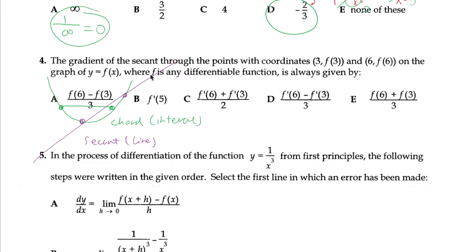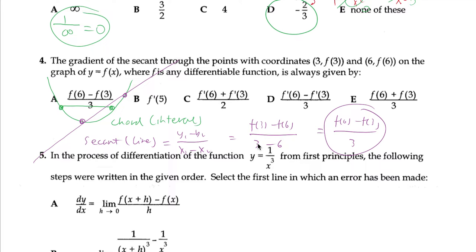If you want to find the gradient of a line, it equals y1 minus y2 over x1 minus x2. Just plug in the numbers. So it will be f(3) minus f(6) over 3 minus 6. Then you can multiply both top and bottom by negative 1. So it will be f(6) minus f(3), and 6 minus 3 will just be 3. This is your final form, which is A. So A is the correct answer.